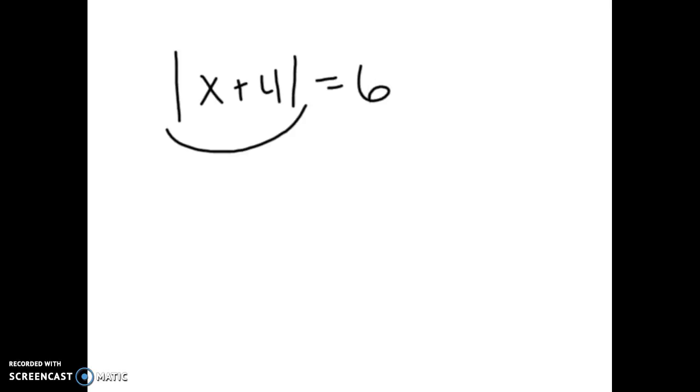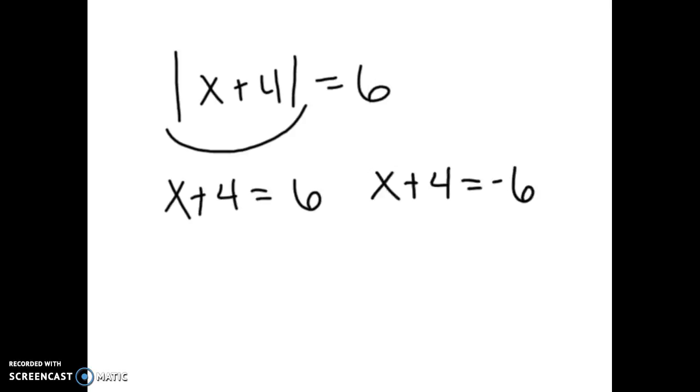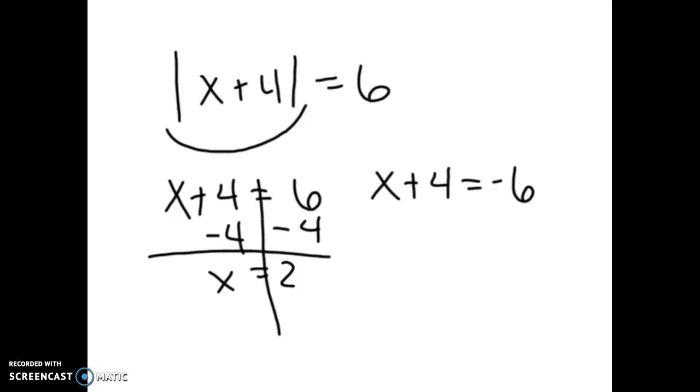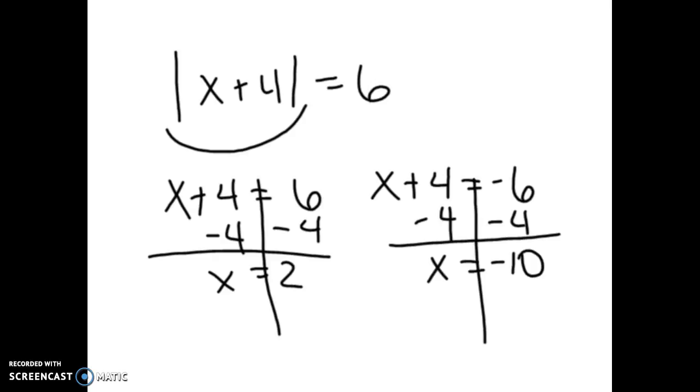So to get rid of our absolute value, we're going to go x plus 4 is equal to 6, and x plus 4 is equal to -6. Now notice the absolute value signs go away, and we can solve two equations, because we're going to have two answers anytime we have an absolute value. Subtract 4 from both sides, and we get x is equal to 2. Again, subtract 4 from both sides, and we have x is equal to -10. So those are both of our answers.